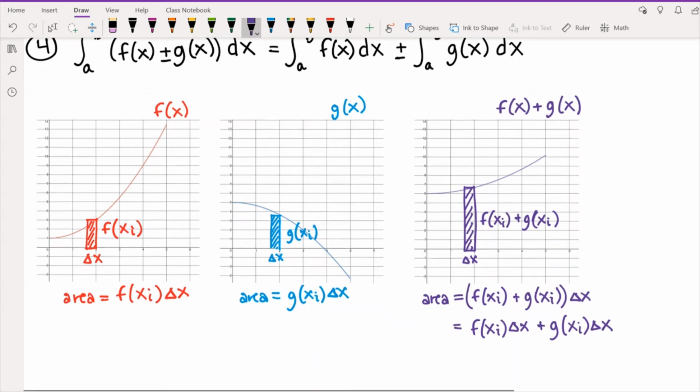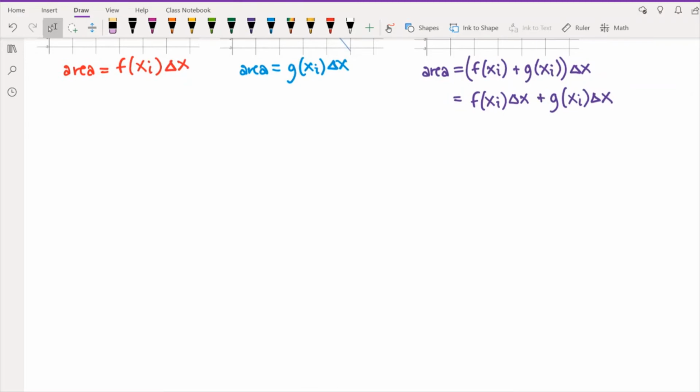Okay, so let's look at an actual example of this, because that was more of just a way to visualize what's going on. So let's say that we were trying to evaluate the integral from 0 to 2 of the square root of 4 minus x squared, plus 2x, dx.